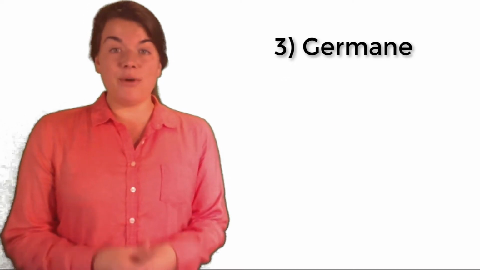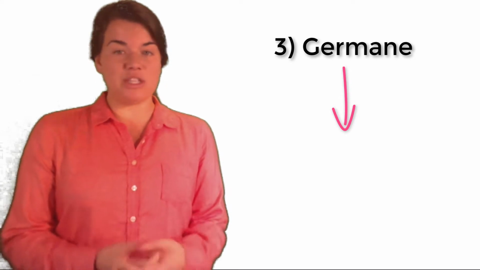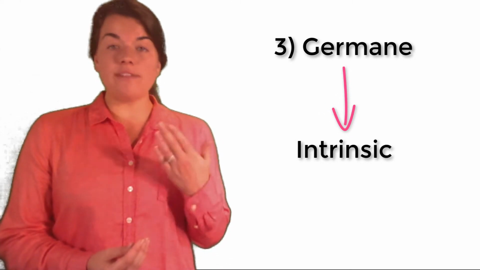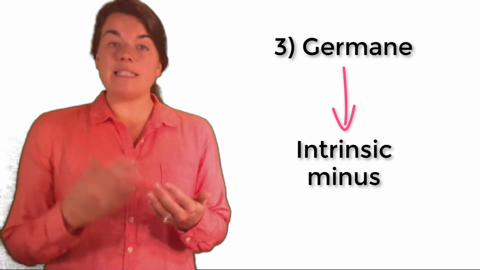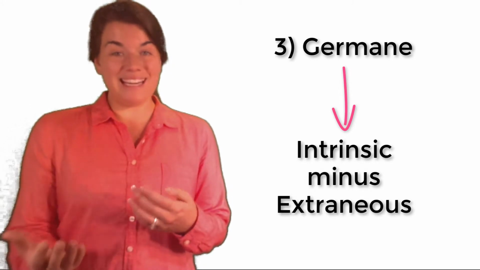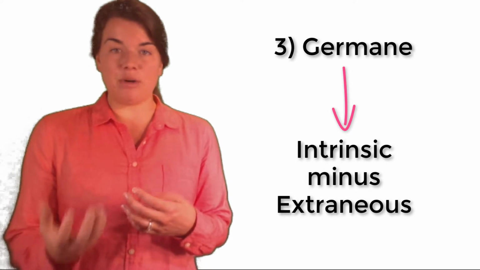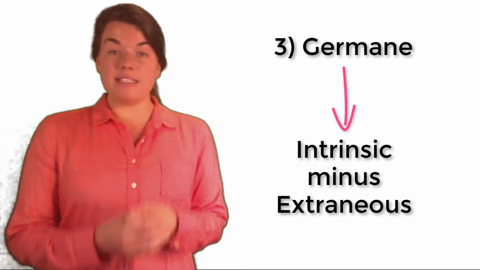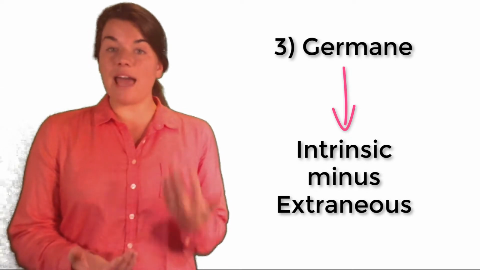Germane cognitive load is in fact additive between the two. So if you take the intrinsic cognitive load, all of that essential information, and subtract all the extraneous information or load that puts on the mind, you're left with the germane cognitive load, the difference between the essential and the non-essential.